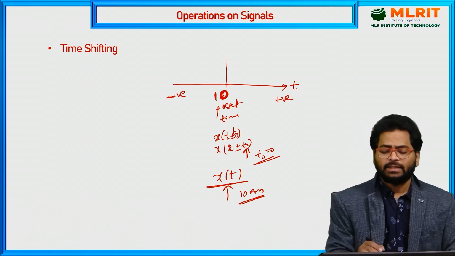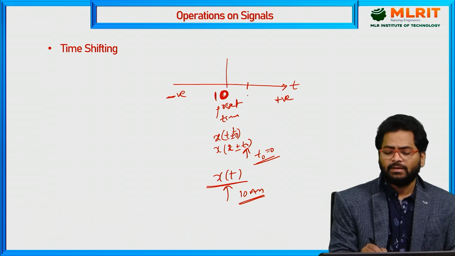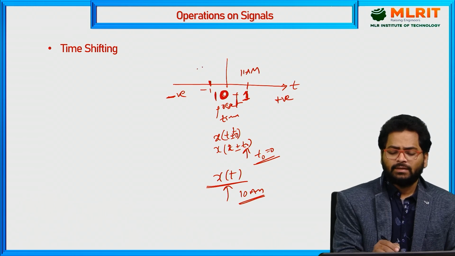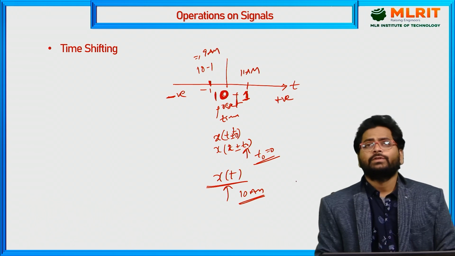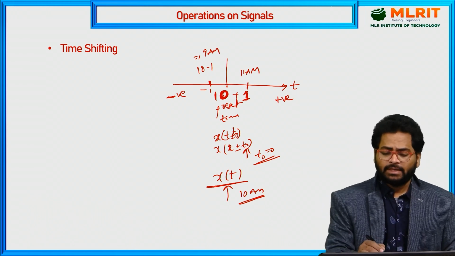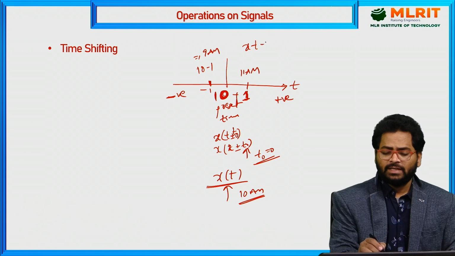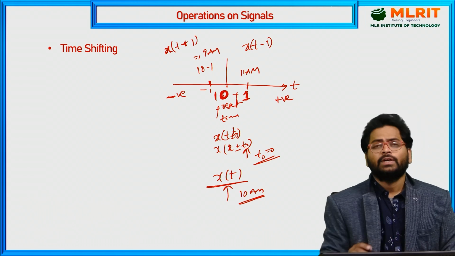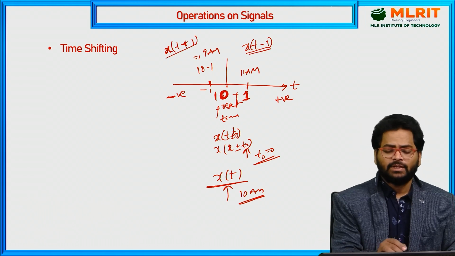Now the train reaches 1 unit later. That means 10 plus 1, which is 11 a.m. Similarly at minus 1, 10 minus 1 equals 9 a.m. So with this example, we can say this is x of t minus 1 and this is x of t plus 1.